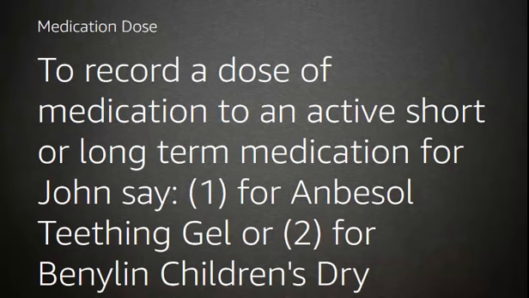To record a dose of medication to an active short or long-term medication for John, say 1 for Anbesol teething gel, or 2 for Benylin children's dry coughs. So here you can see in this example, John actually has 2 active medications. Because there are 2, Alexa needs to know which medication you've just given a dose for. Option 1 for Anbesol or 2 for Benylin. We simply say 1 or 2 to Alexa and she will then ask how much we gave.